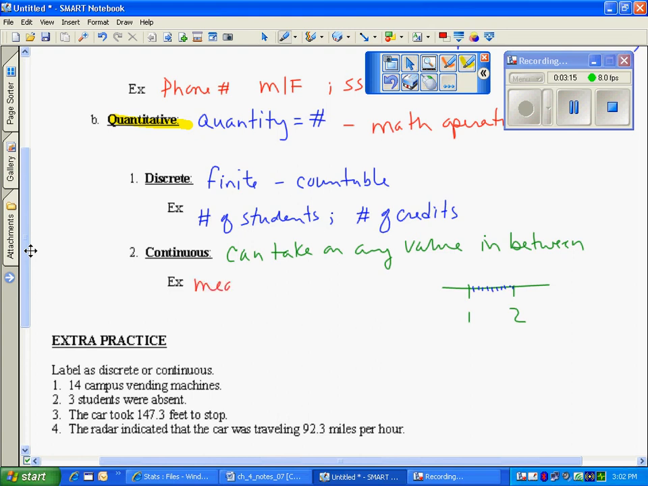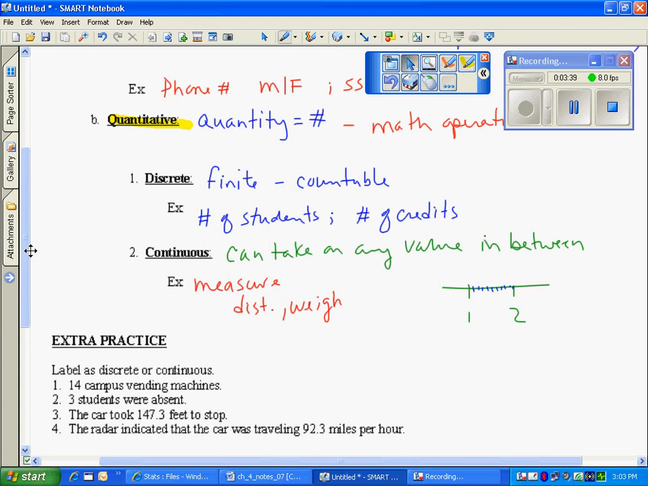Continuous is a measure. When I measure distance, sure, I can record it in feet, I could record it in inches, and so forth. There's a smaller and smaller measurement that I can get, more and more precise when I weigh something. So measurement and weight, anytime you use those, you're looking at continuous data.